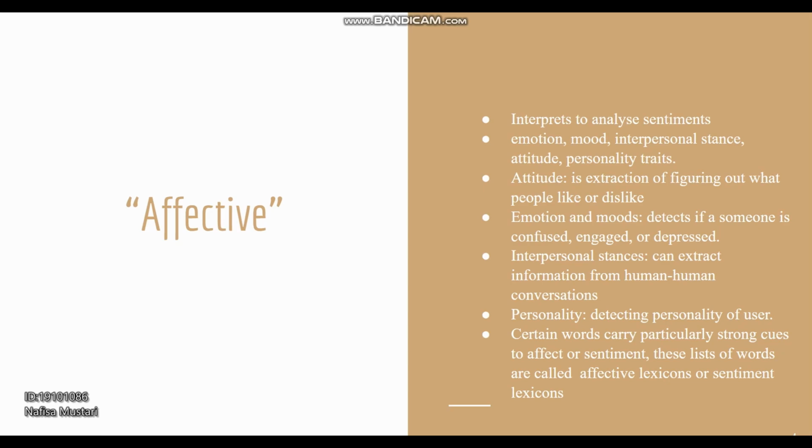A conversational agent can be made better by detecting a user's personality, such as whether they are an extrovert or how receptive to new things they are. Only a few words that contain particularly strong clues to affect or sentiment are highlighted in this chapter. This list of words is called affective lexicons or sentiment lexicons, having the meaning of affective or connotation.